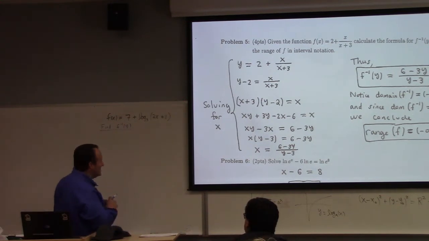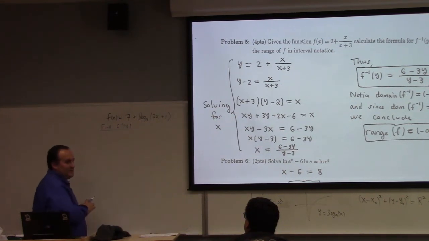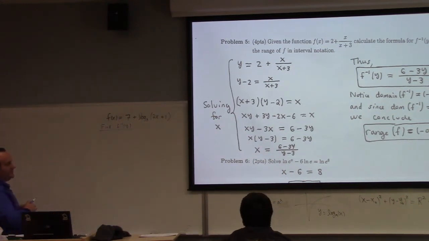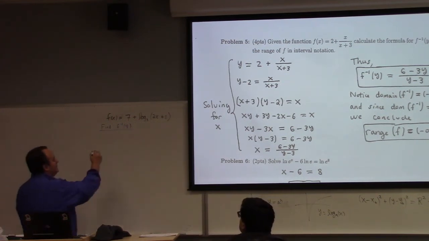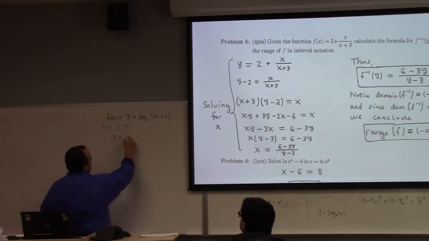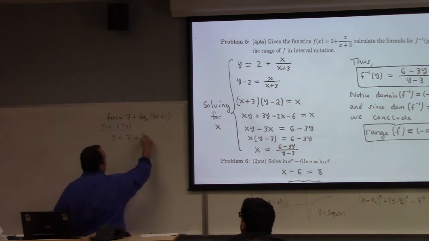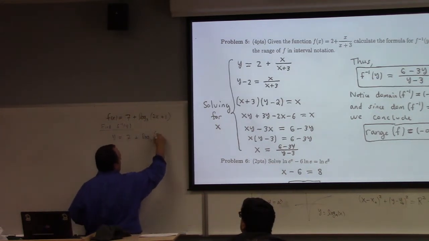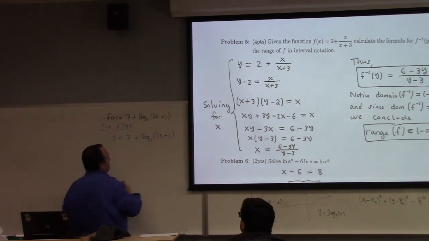Let's see what happens. Is this another example of problem 5? Yeah, it's another problem 5 example. But this one is a little bit different, because it's not a rational function. Okay, so let's do it. y equals 7 plus log 3 of 2x plus 1. That was an empty promise. It's not going to happen again.